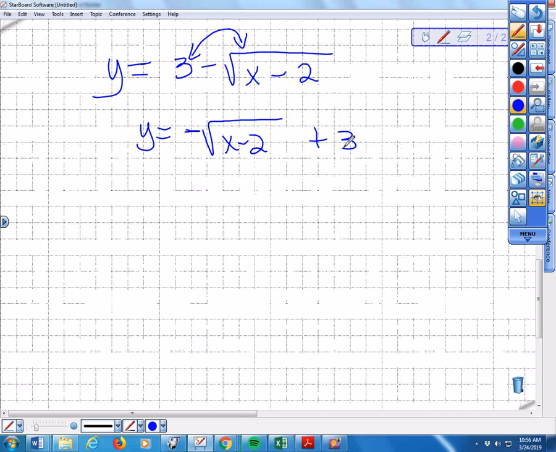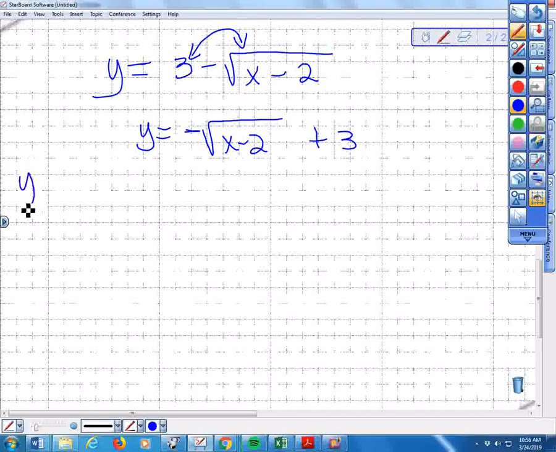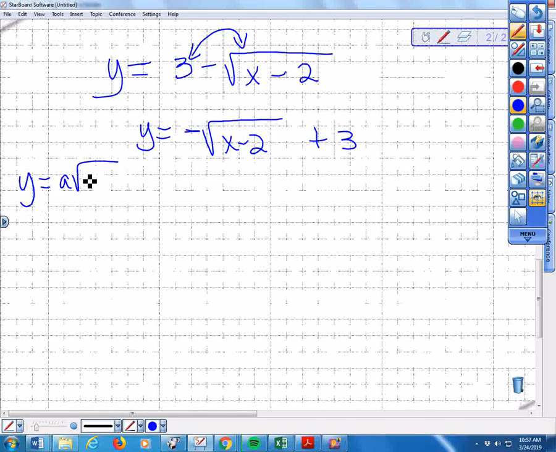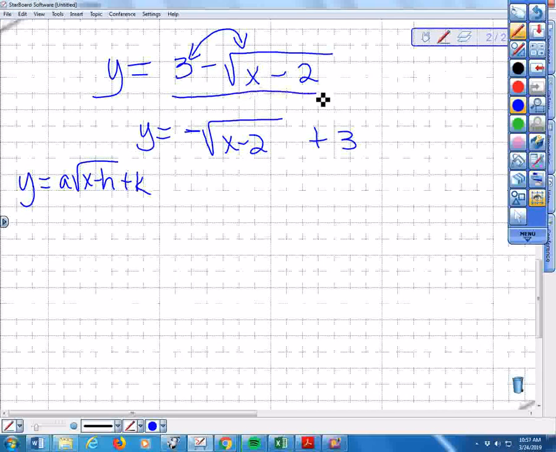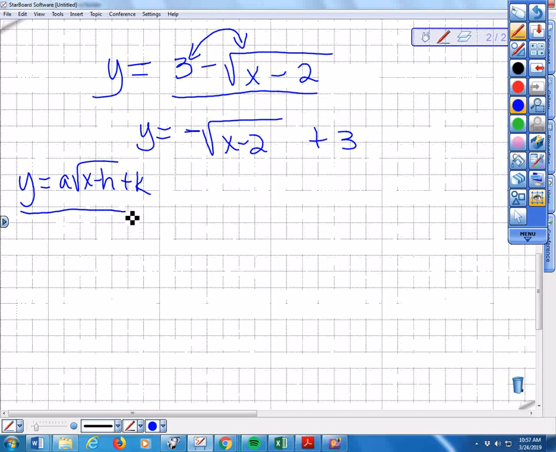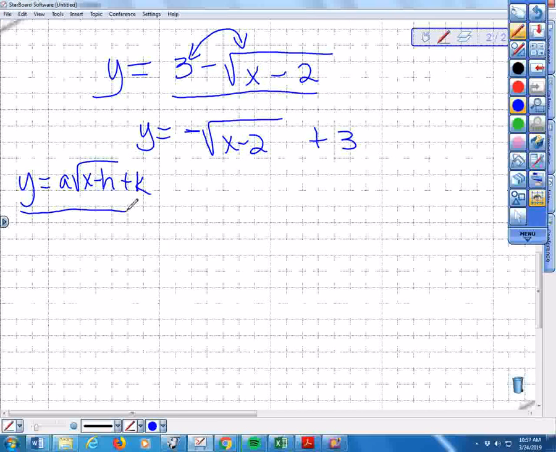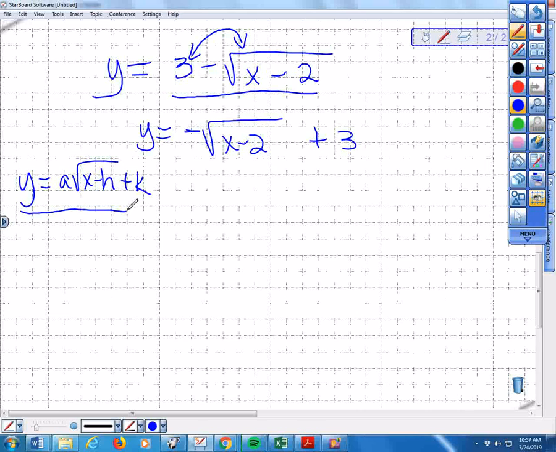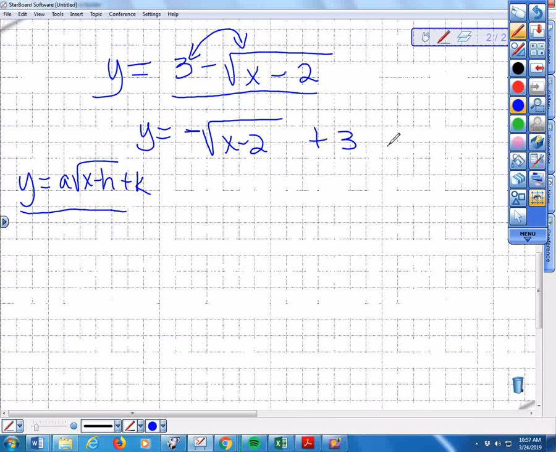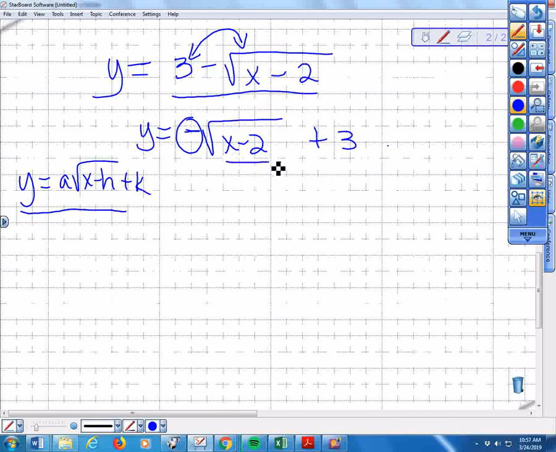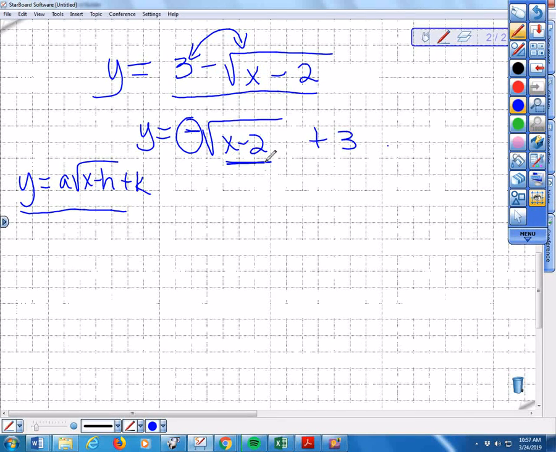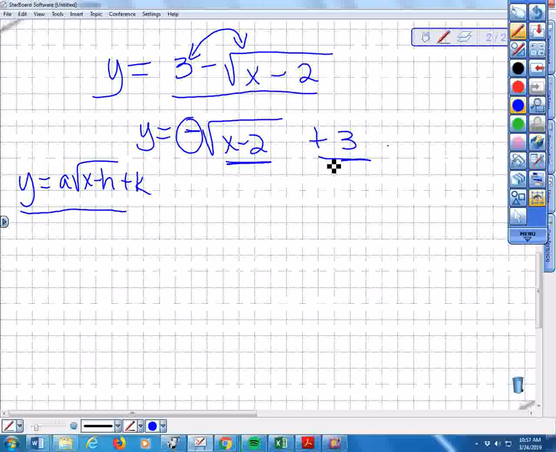Now it looks similar to the general form. Right? This one really didn't. So what I did is I just put it into the same form so that I could match it up to this. And then I can ask myself, what does each part of this equation do to the graph? The negative is going to flip it, right? This means it's going to shift right 2. This means it's going to shift up 3.